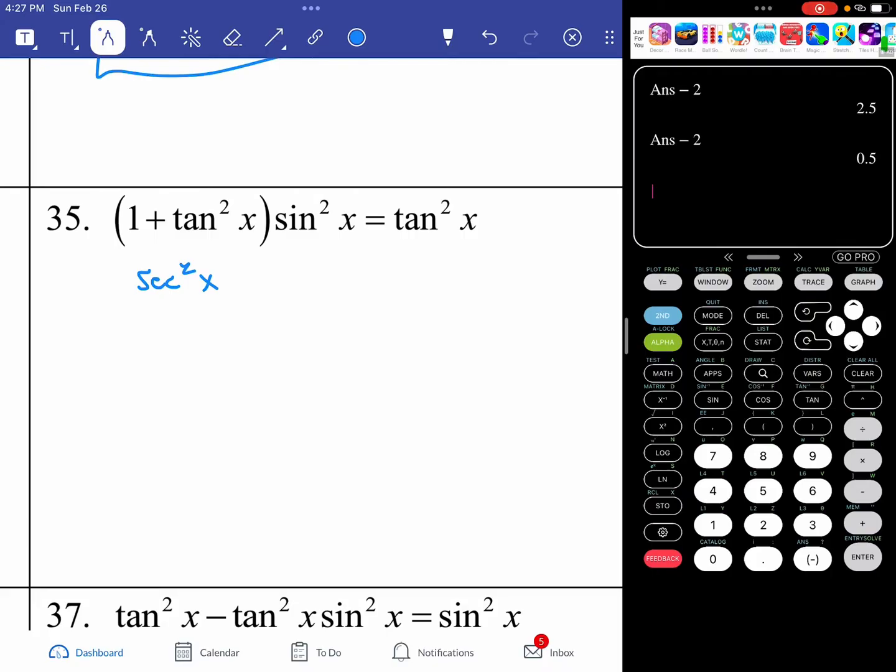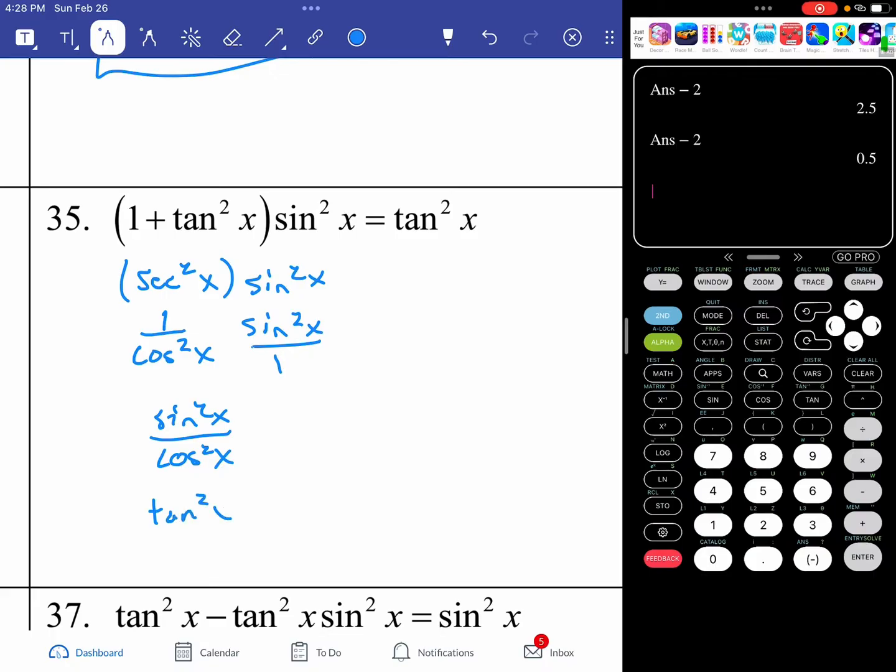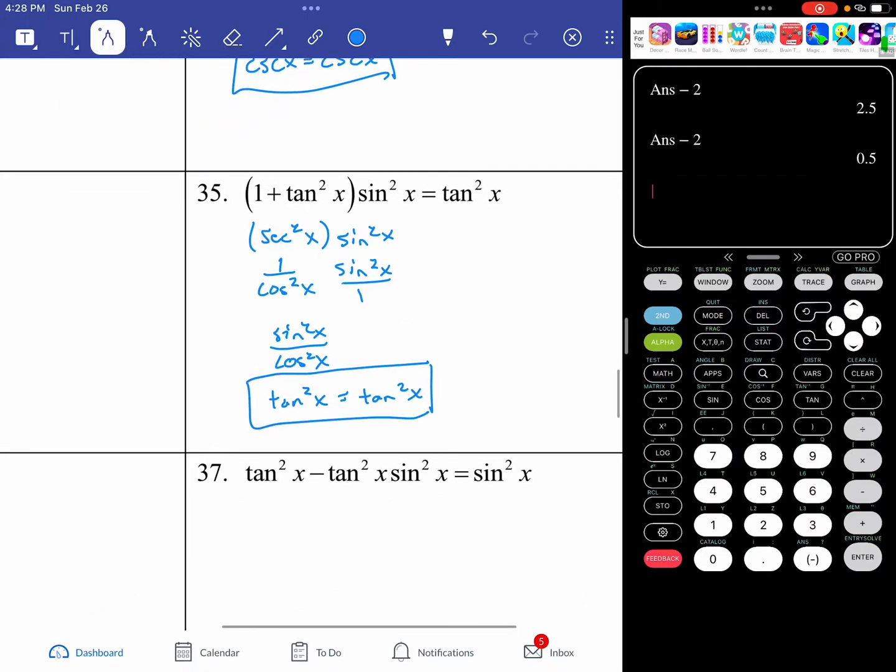And then I'm going to multiply that by sine squared. Secant squared is also 1 over cosine squared times sine squared. Since that's over 1, I get sine squared over cosine squared, which gives me tangent squared.